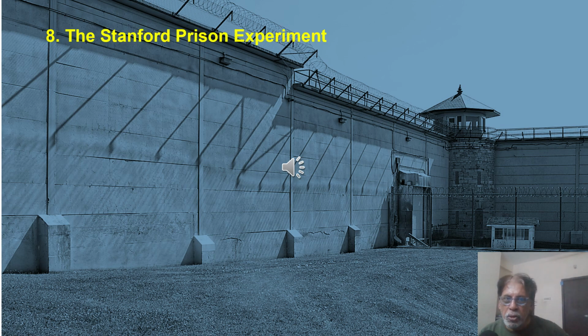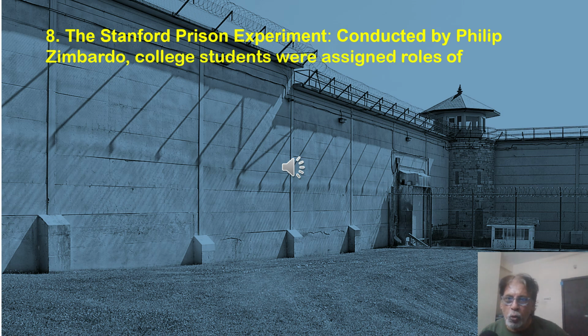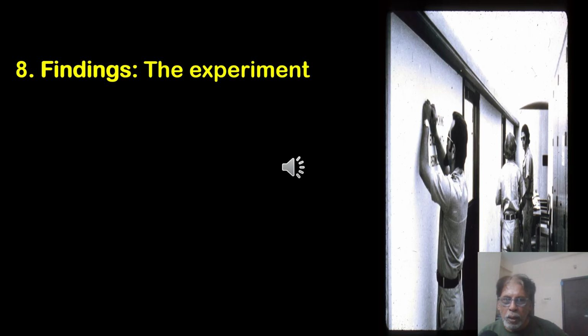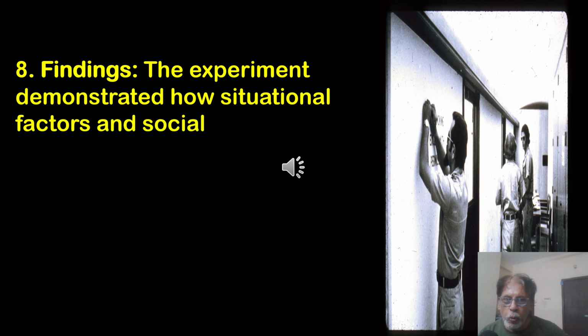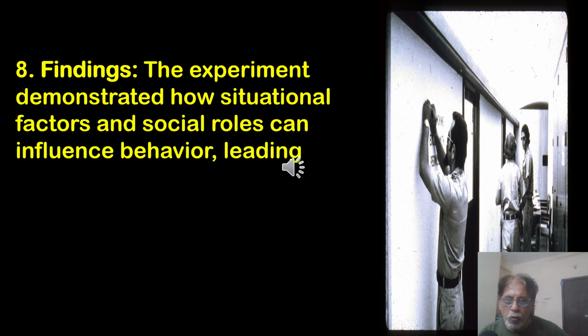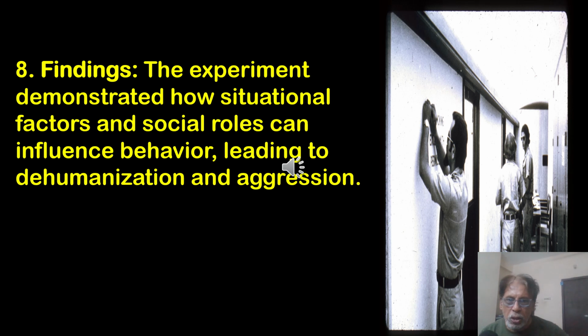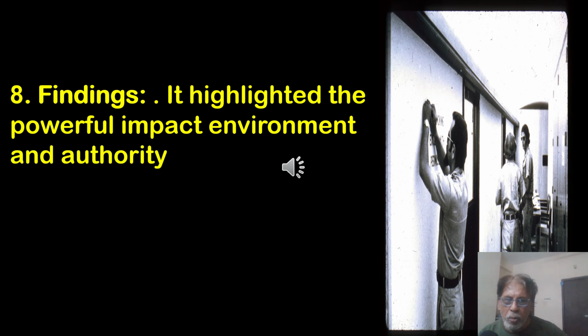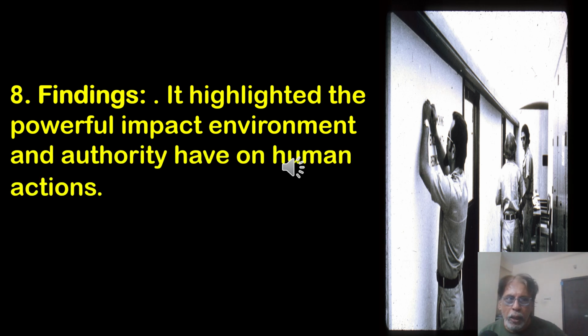The Stanford Prison Experiment, conducted by Philip Zimbardo. College students were assigned roles of guards and prisoners in a simulated prison. Findings: the experiment demonstrated how situational factors and social rules influence behavior, leading to dehumanization and aggression. Findings: it highlighted the powerful impact environment and authority have on human actions.